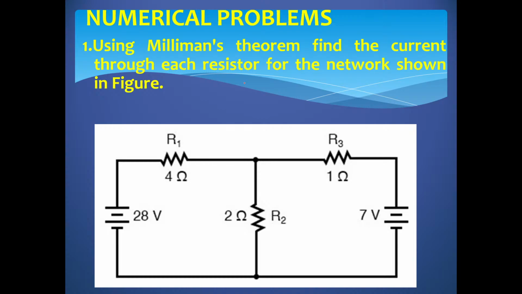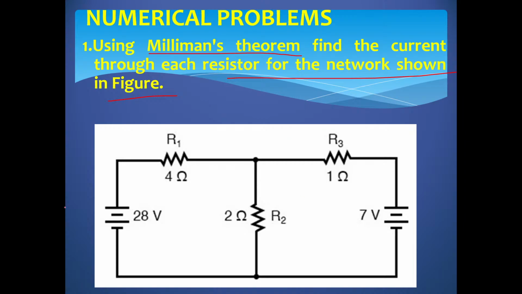So this is a numerical problem. In the question itself, they have clearly mentioned using Millman's theorem, so you don't have any other option. You have to use Millman's theorem. Using Millman's theorem, find the current flowing through each resistor for the network shown in the figure.